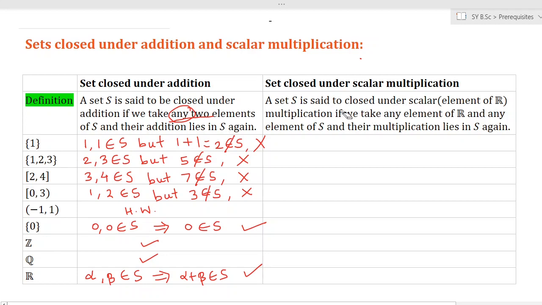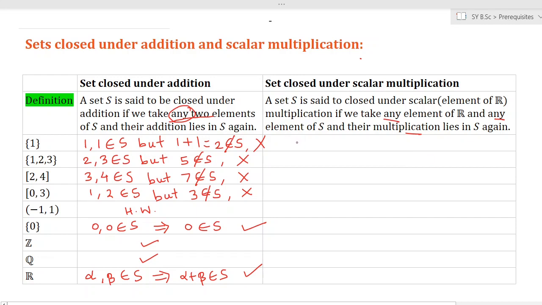So now we will go for the definition. Set S is said to be closed under scalar multiplication if we take any element of R and any element of S, then their multiplication again lies in S. So if this is happening, then we will say that this set is closed under scalar multiplication. So let us see the first example.